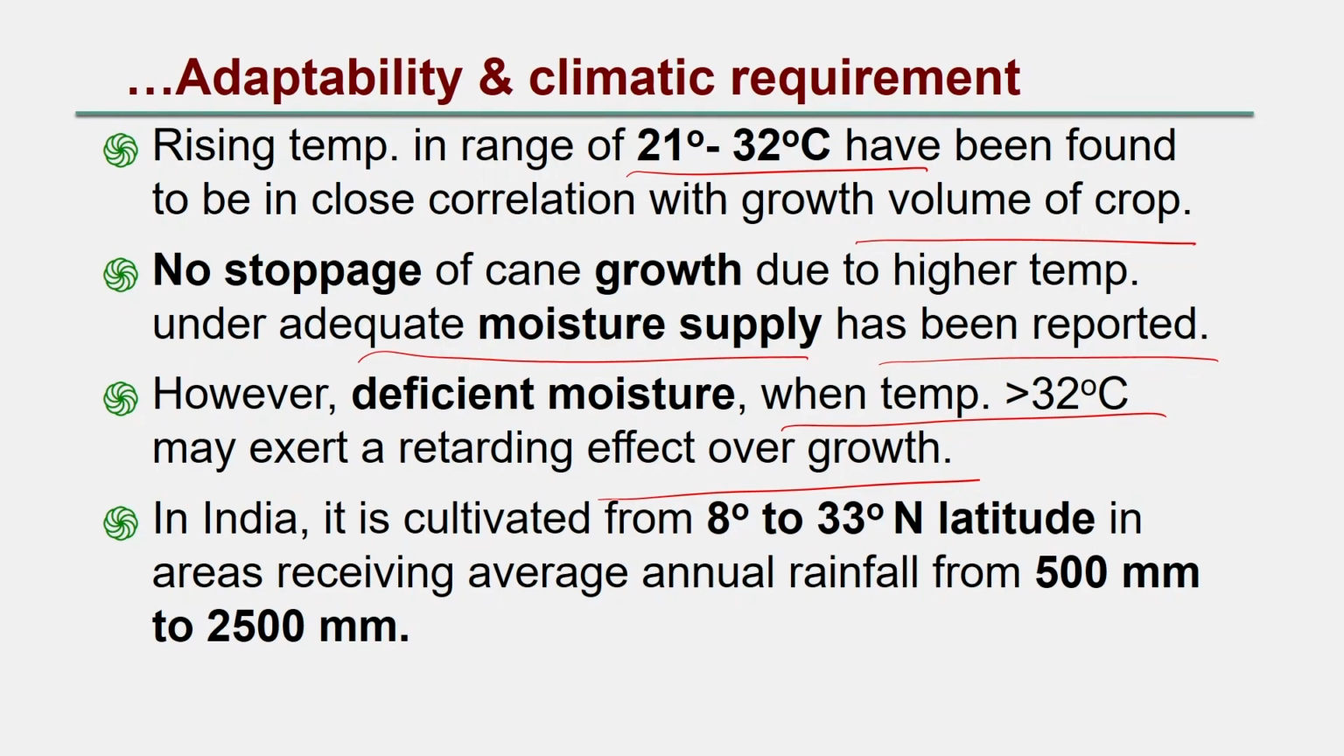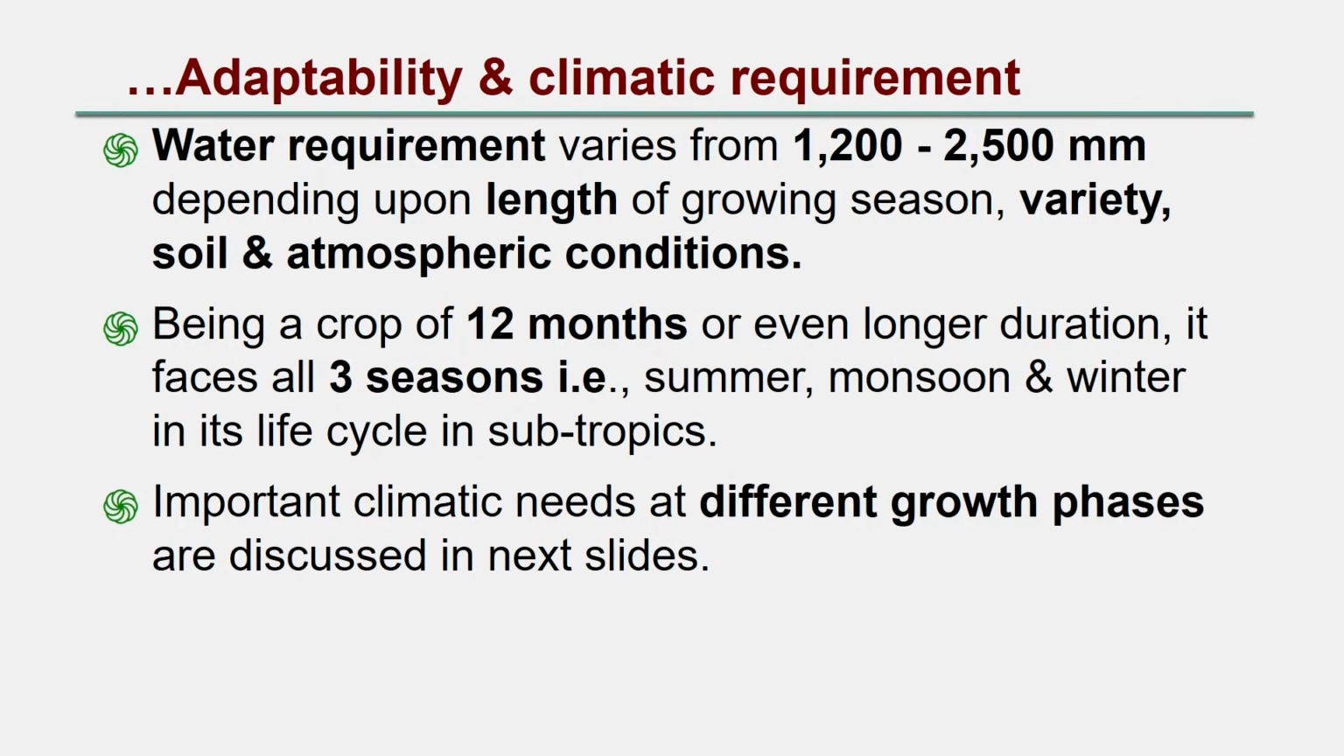In India, it is cultivated from 8 degree to 33 degree north latitude in areas receiving average annual rainfall from 500 millimeter to 2500 millimeter. Water requirement of sugarcane varies from 1200 to 2500 millimeter. So, you can see the water requirement of sugarcane is really quite high. It cannot be cultivated under dryland agriculture or dryland farming.